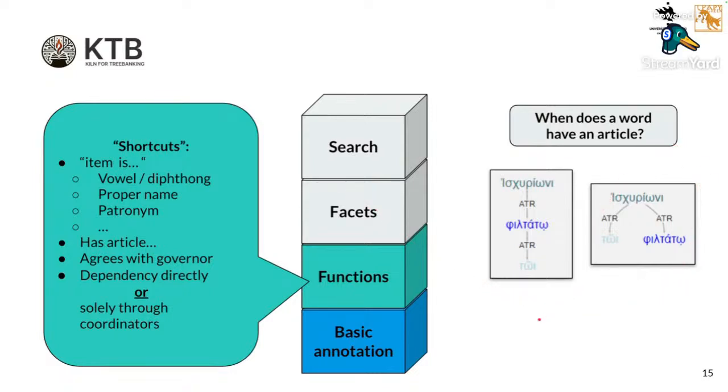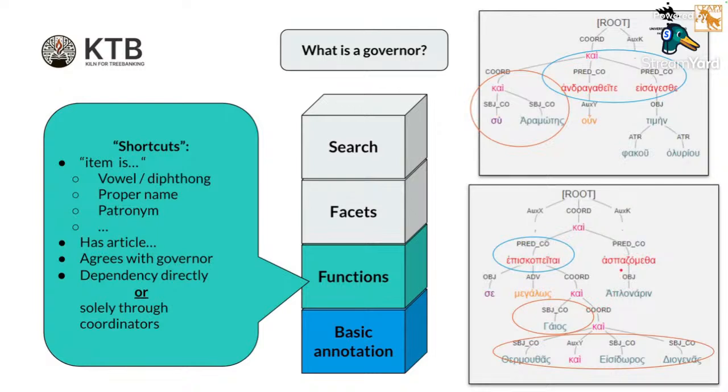And then coordination, and what actually is a governor, is something that causes a lot of headaches to people when they start querying, because these words, although they don't immediately hang under these words, are actually their dependents in tree banking. So these are the main verbs, and these are the two subjects to those main verbs, but they're sort of connected to them through these coordinators.